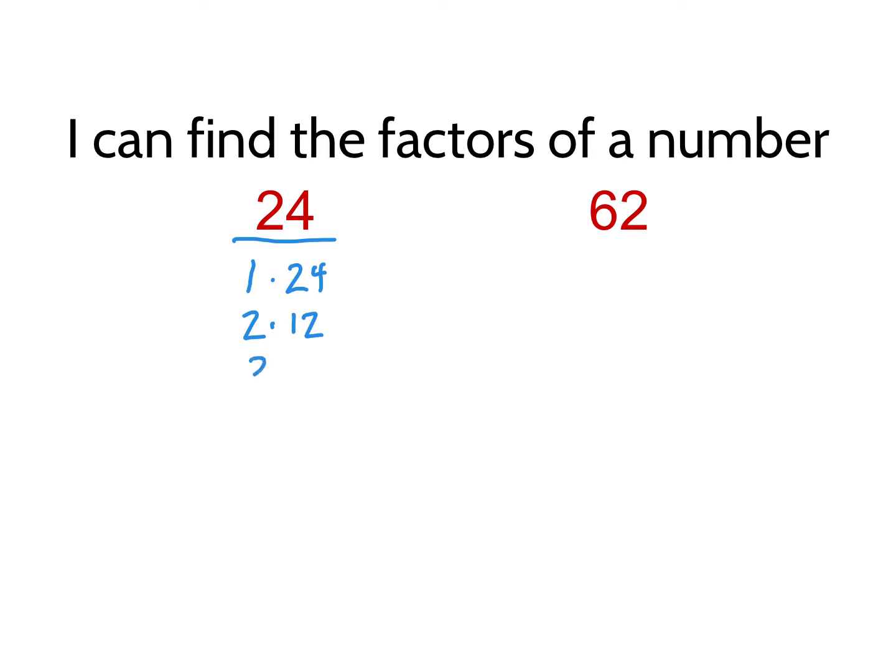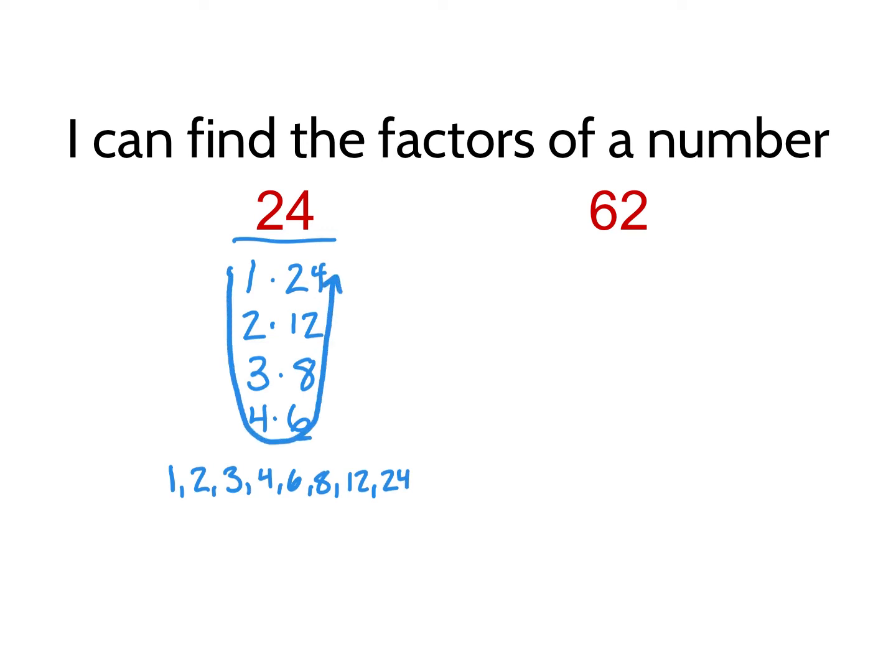Go down the 3's list. 3 times 8 works to be 24. 4 times 6 works to be 24. 5 doesn't work. And then when we get back over here to 6, we know we're done. You can leave it as a list like this, or you can write it in a longer list like this. All I'm doing right now is going from here around to here.